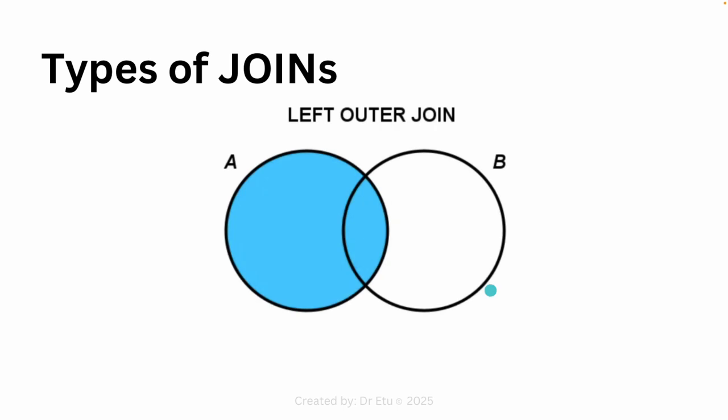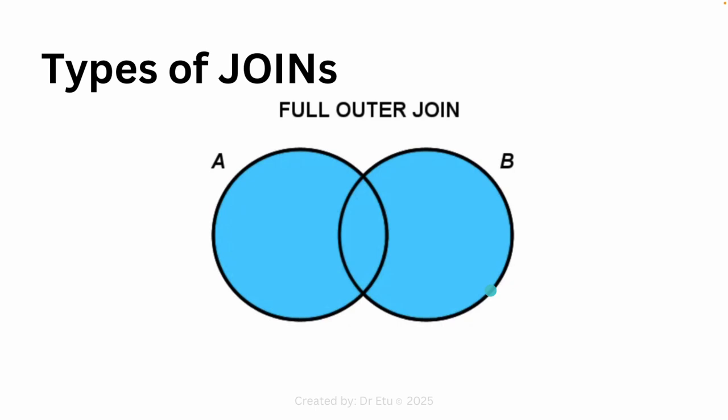The next is the left outer join or the left join. It returns all records from the left table, which is table A, and the matching records from the right table, which is table B. The result is 0 records from the right side if there is no match.